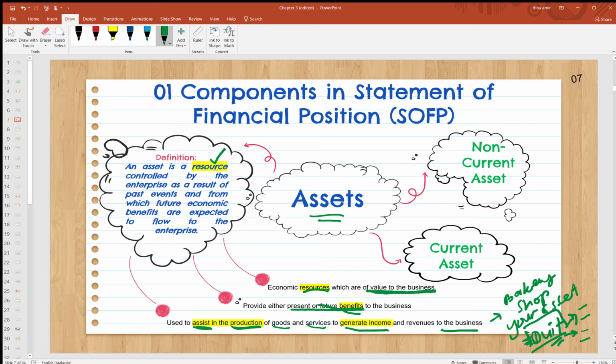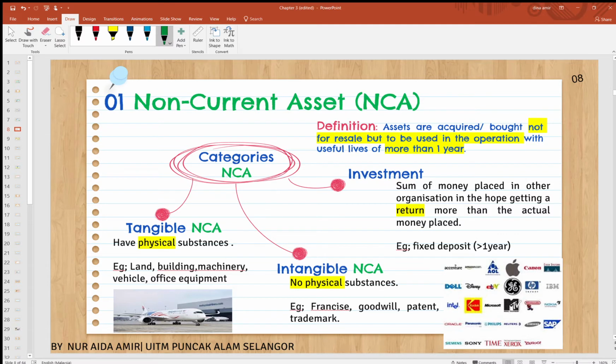Duit. Okay. However, in the terms of accounting, asset will be divided into two types, which are non-current asset and current asset. Okay. Let's see what is non-current and what is current. Okay. Non-current asset defined as asset acquired, bought, not for resale, okay, not for resale, but to be used in the operation with useful life of more than 1 year.